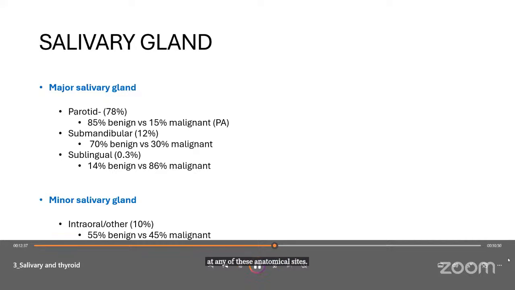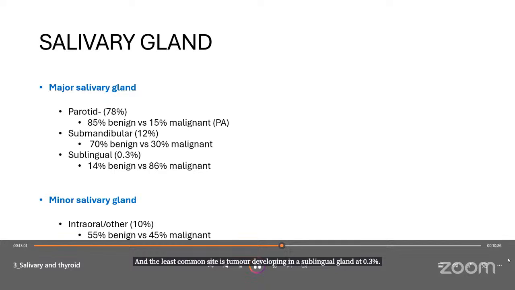And you can get tumours developing at any of these anatomical sites. There is a variation in terms of the risk of developing a tumour at each of these sites. The most common site to develop one is parotid, so 78% occur there, followed by submandibular gland at 12%, minor salivary glands at 10%, and the least common site is a tumour developing in a sublingual gland at 0.3%.